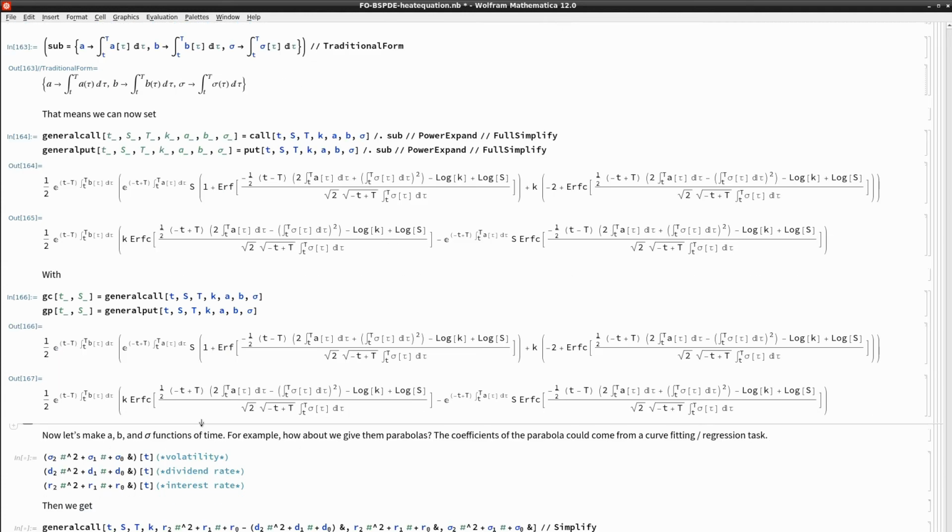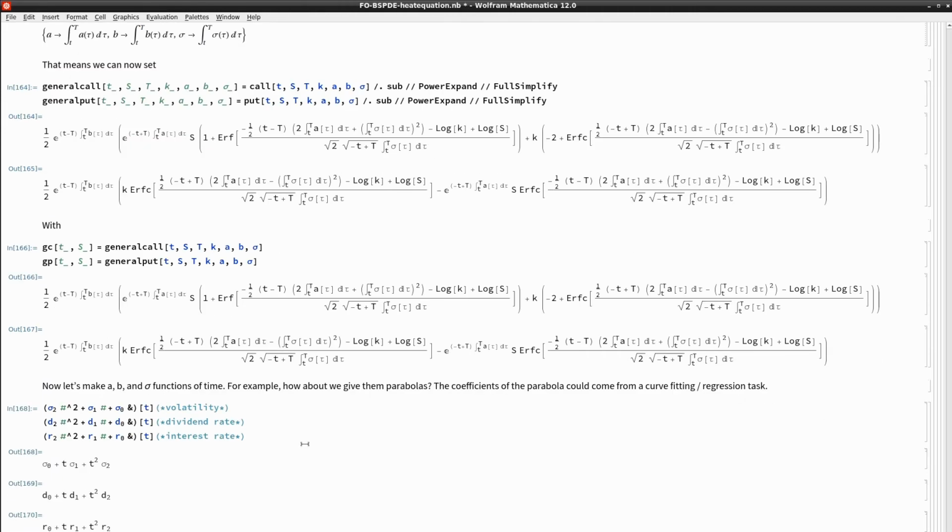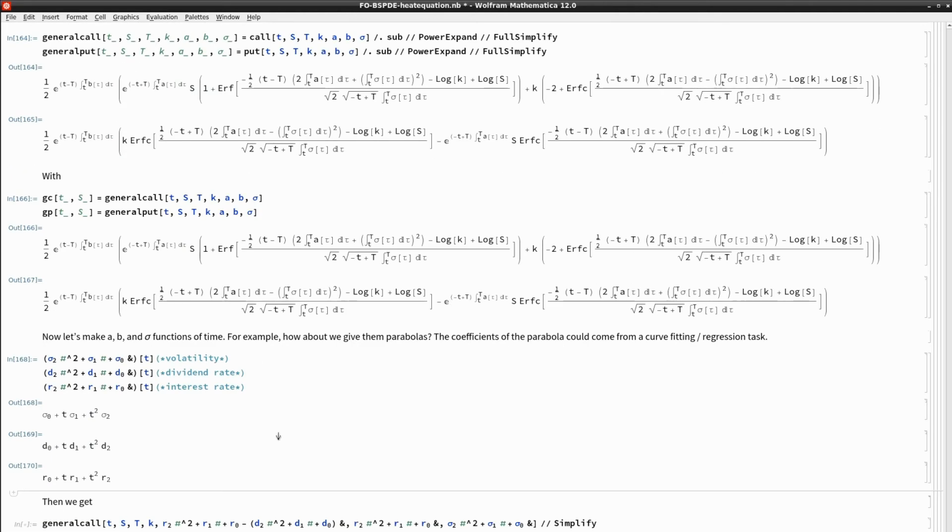And in the next step, let's actually make them functions of time. So let's make A, B, and sigma functions of time. And for example, here I define them as parabolas, right? Polynomials of second degree, that's called a parabola. And these coefficients of the parabola could come from, for example, a curve fitting or a regression. Maybe you have data, maybe someone published data, maybe we are able to do a polynomial fit of second order to a time-dependent volatility. Maybe we have that for the interest rate or the dividend rates, right?